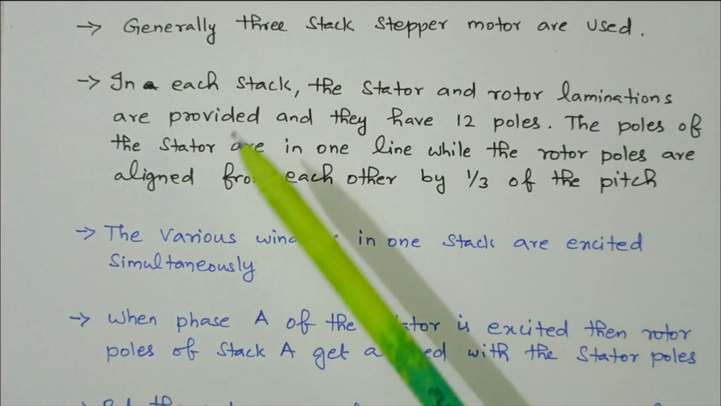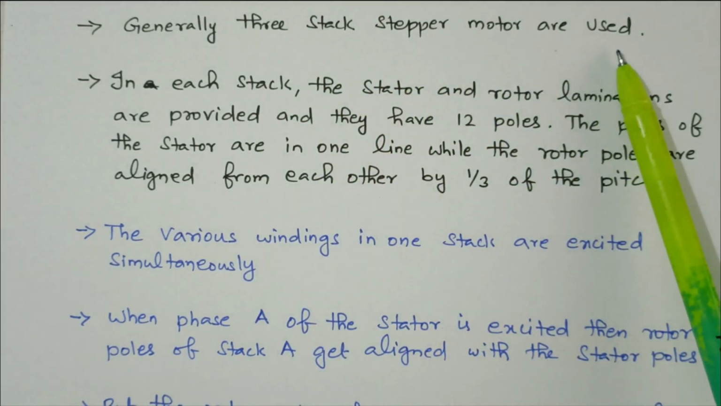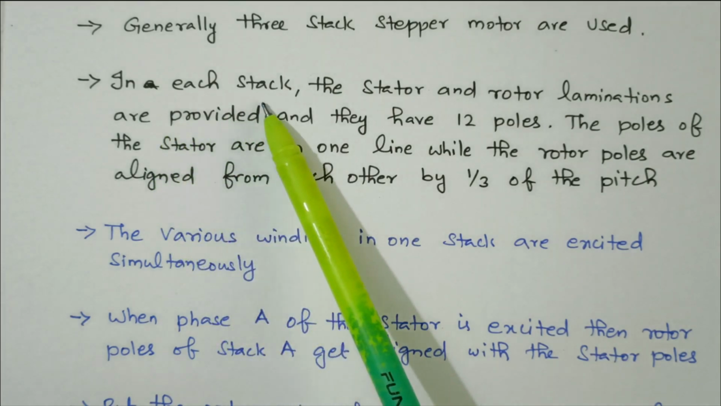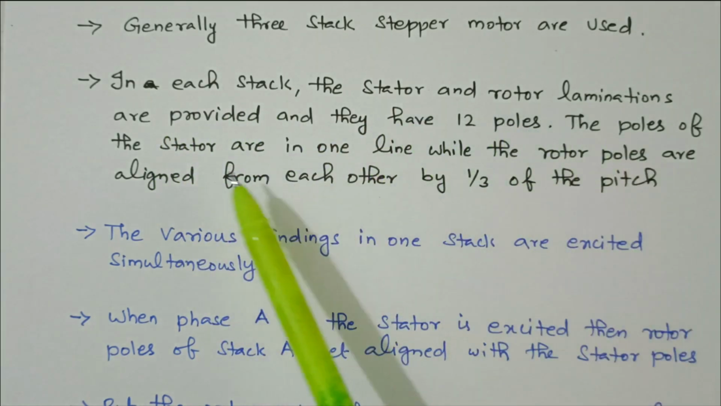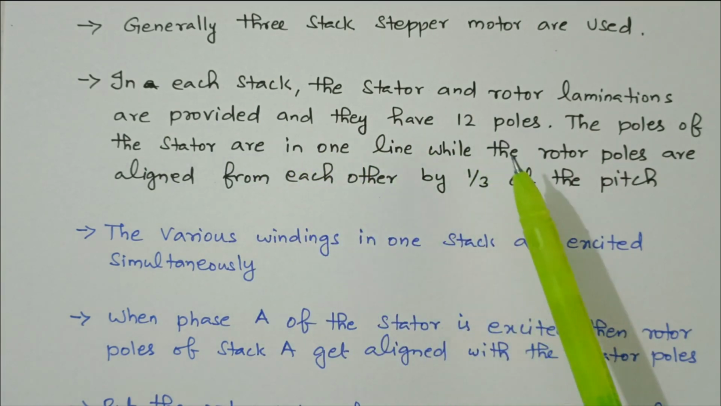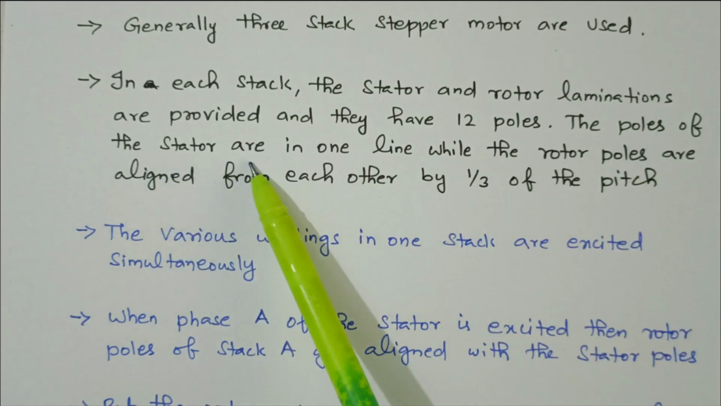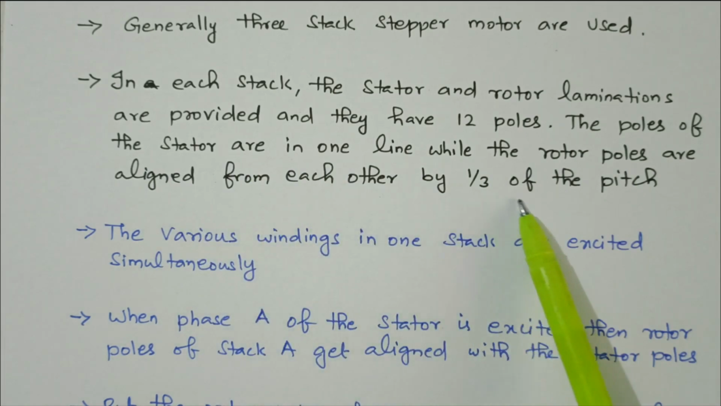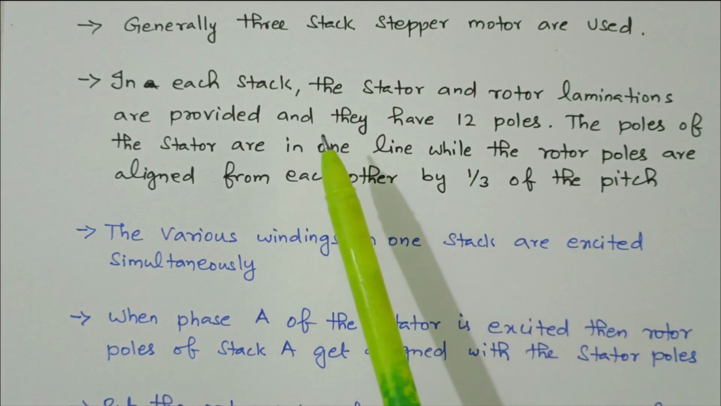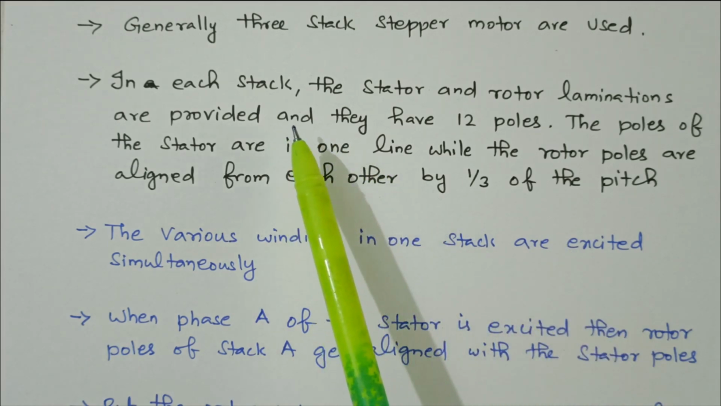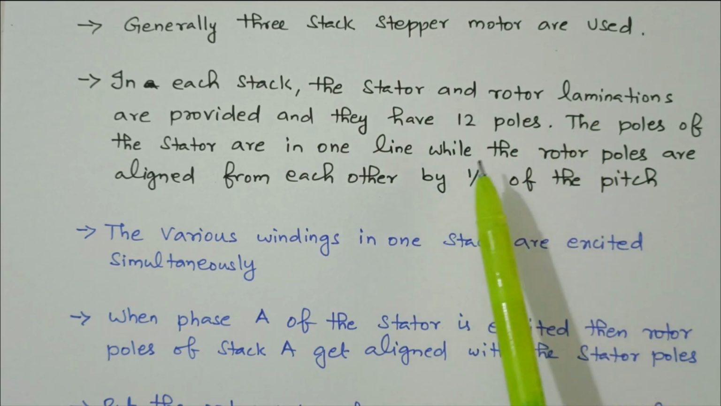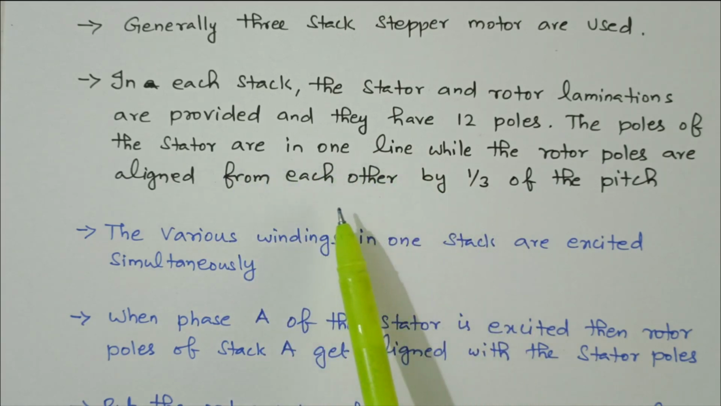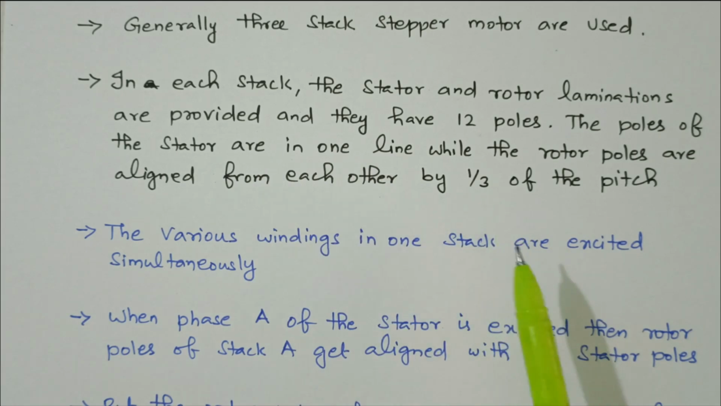In general, a 3 stack stepper motor is used. The diagram we discussed is also a 3 stack stepper motor. In each stack, the stator and rotor laminations are provided and they have 12 poles. The poles of the stator are in one line while the rotor poles are shifted from each other by 1/3 of the pitch, right? So, equal numbers of stator and rotor poles are available.